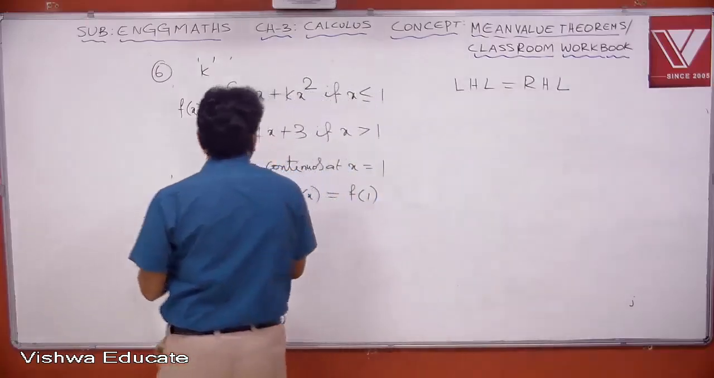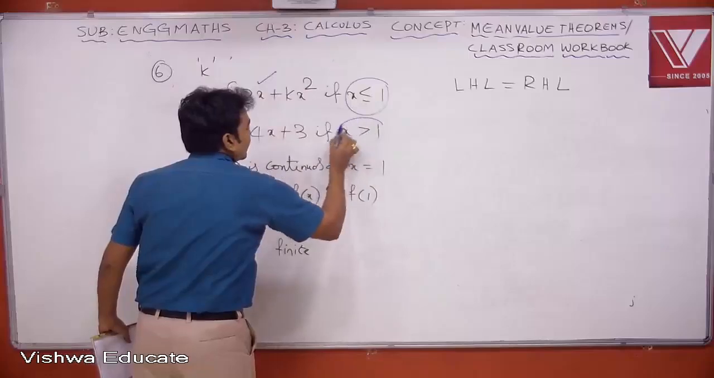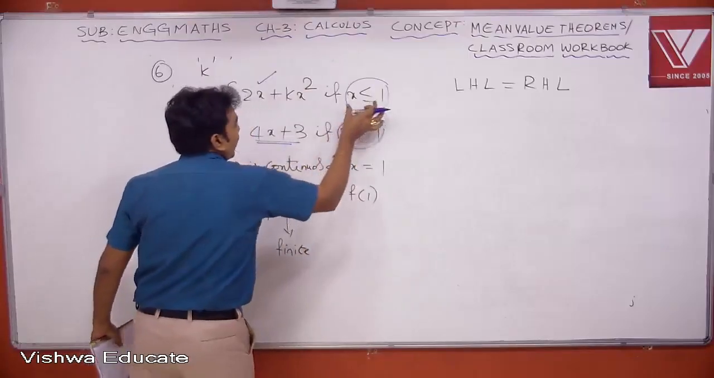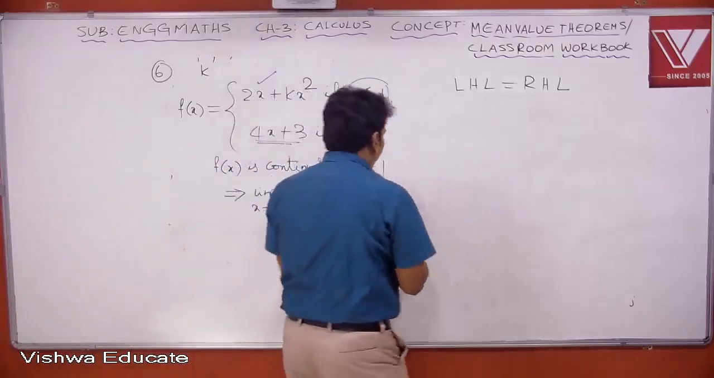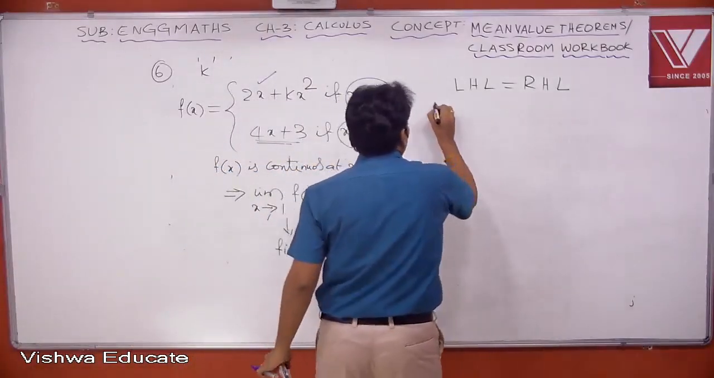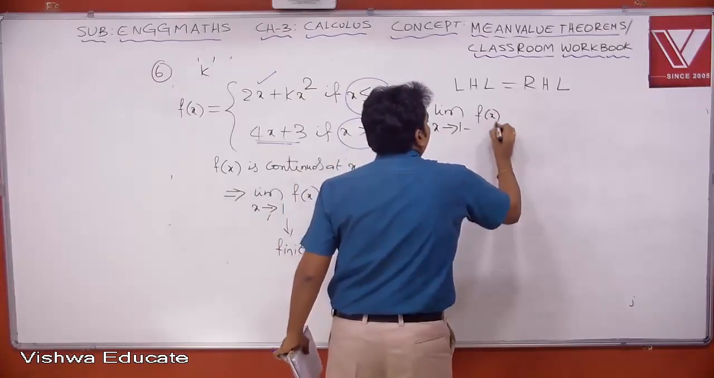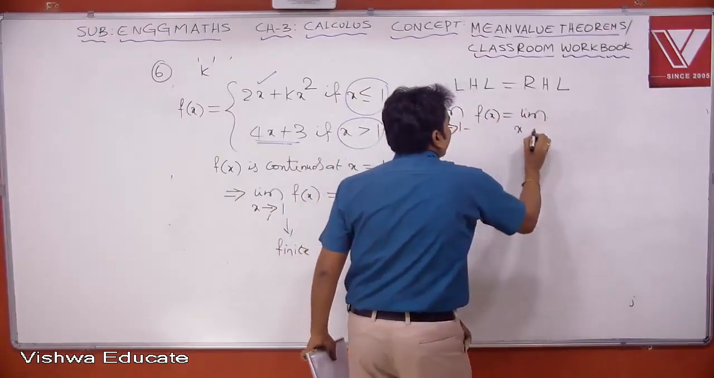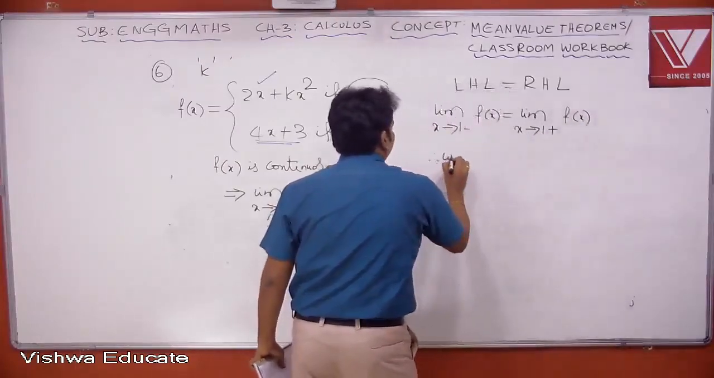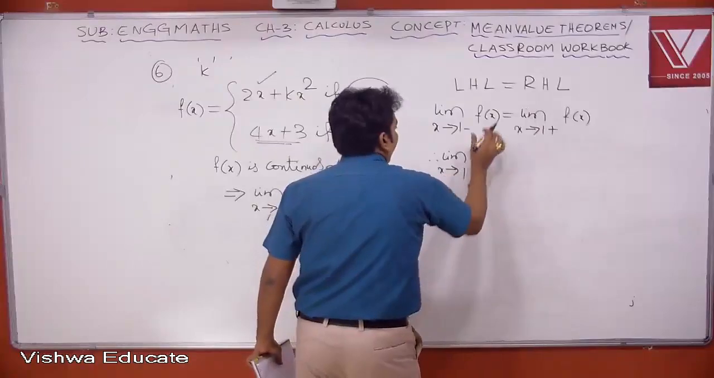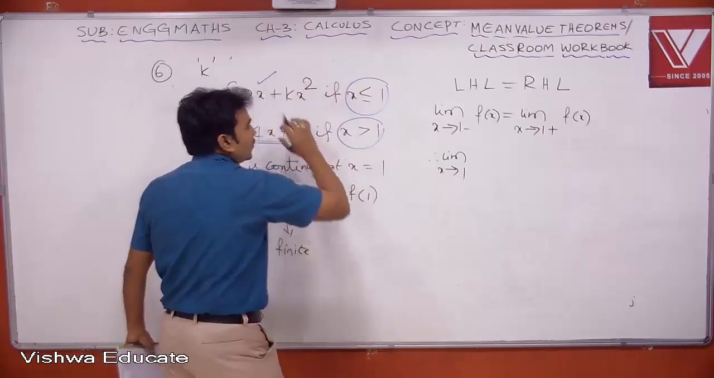When you look at the functions, when x is less than 1, this is the function. When x is greater than 1, this is the function. So for LHL, this is the function, and for the right side, this is the function. So let us find the LHL value. LHL is limit x tends to 1 minus f of x, and RHL is limit x tends to 1 plus f of x. For LHL, x tends to 1 minus means x is less than 1, and when x is less than 1, this is the function.